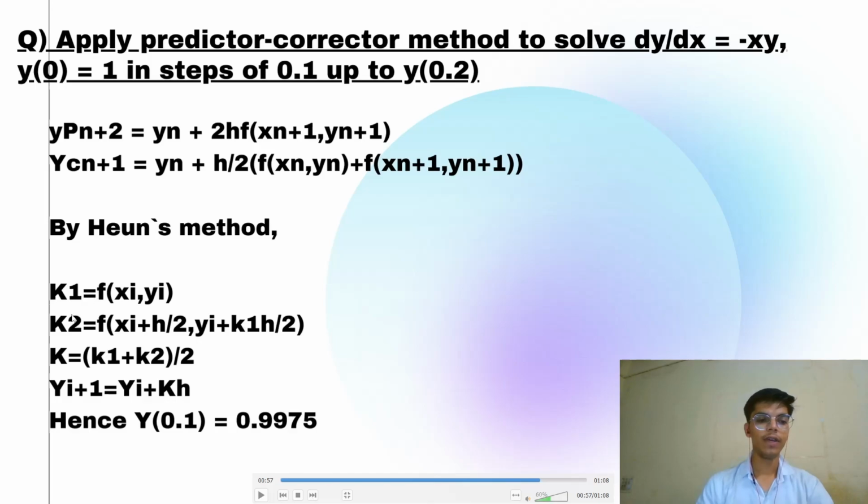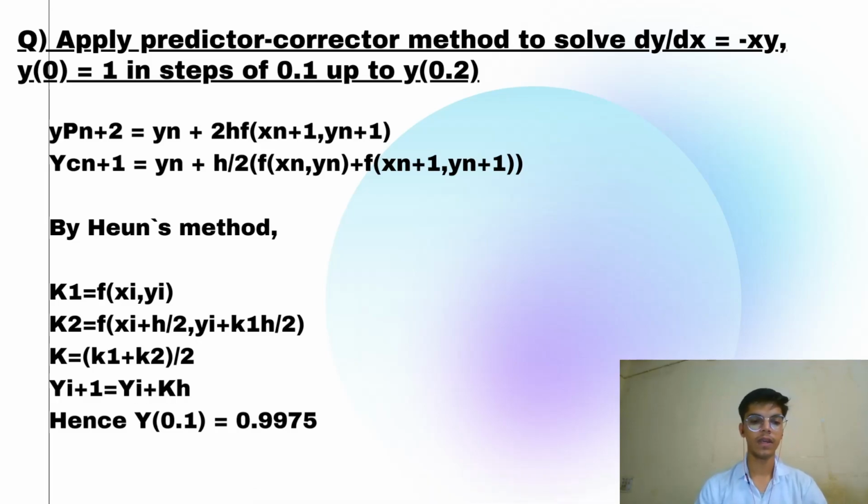Now we will calculate the values of k1 and k2 using the function f(x), using the value of the function at (xi, yi) and (xi plus h by 2, yi plus k1 h by 2), and then we can calculate the average value k by using k1 and k2. Now we can also find y(i+1) by using this expression, where we can find the value of y(i+1) by adding yi plus the product of k and h. Hence y(0.1) is equal to 0.9975.